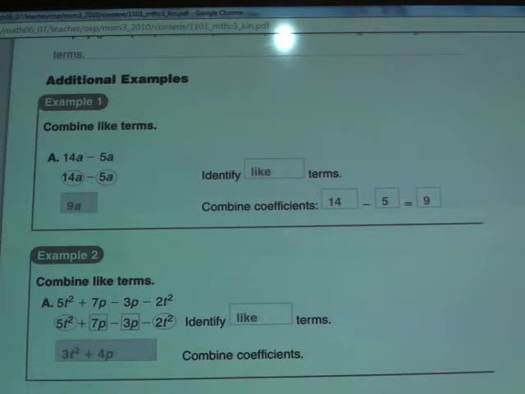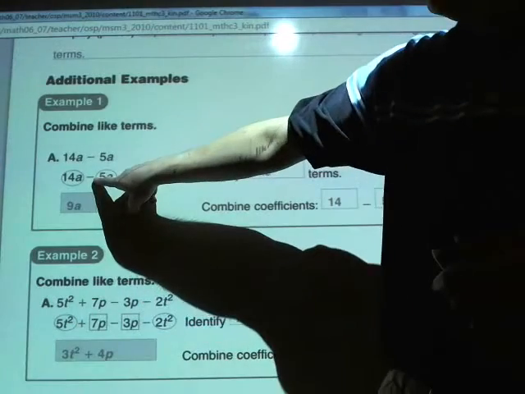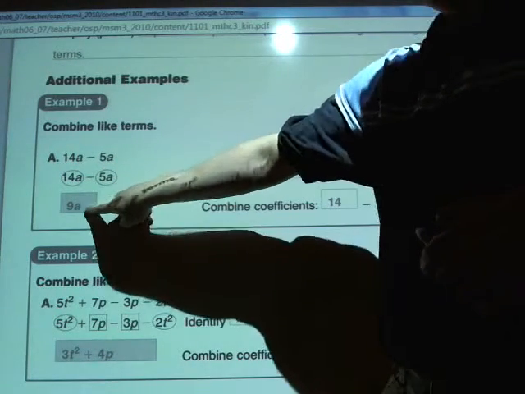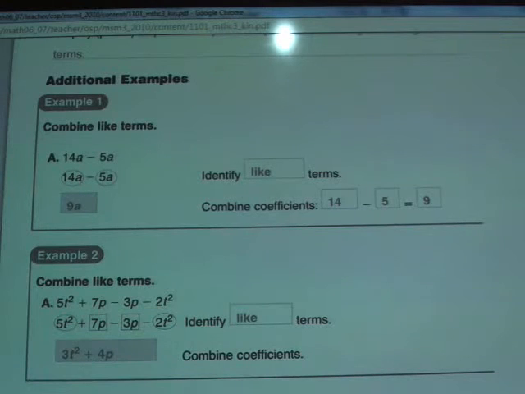But if one of them was a squared, let's say it's 14a minus 5a squared, then I couldn't combine them, because one of them has a to the first power, and the other has a to the second power. Can't combine them unless they have the same exponents. So 14a minus 5a I can do, because they both have a. Since there's a subtraction sign in the middle, I'm going to subtract. If I have 14 a's and I take away 5 of the a's, I end up with just 9 a's left. So 14a minus 5a reduces to 9a.